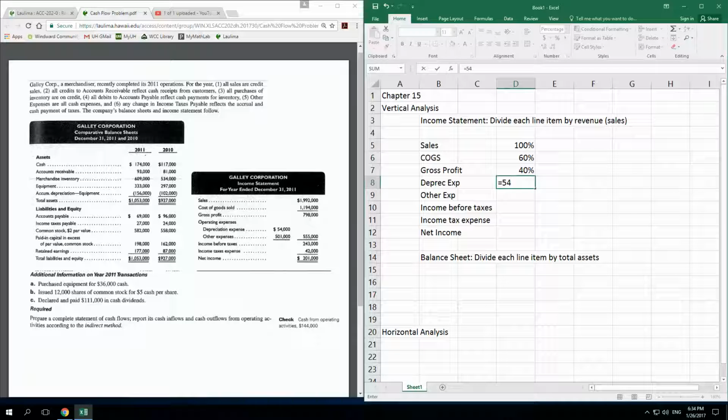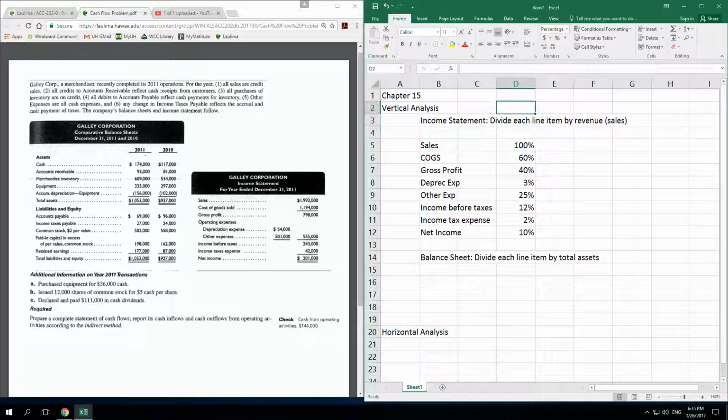Depreciation expense is 54,000, and we'll divide that by the sales figure. Other expenses is 501,000. And then we have income before income taxes, and income tax expense is 42, and net income is. Okay. Why would I want to do this?